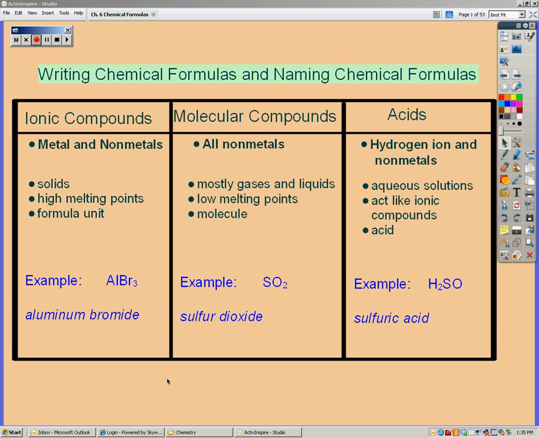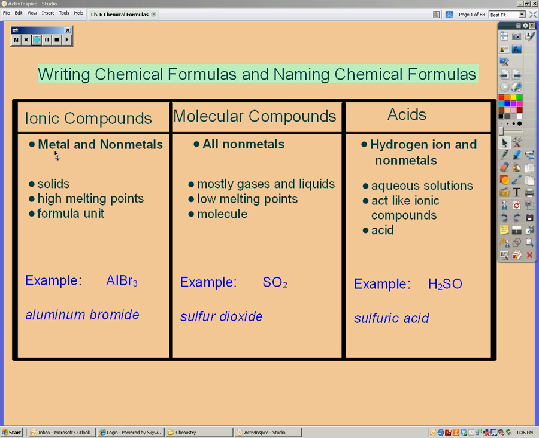Okay, so what you're going to learn about in this lesson is writing formulas and naming formulas. And there's three basic kinds. There's the ionic compounds, molecular compounds, and acids. So the first thing you're going to have to be able to do is identify which type of compound you have. And that's what this tells you right here.